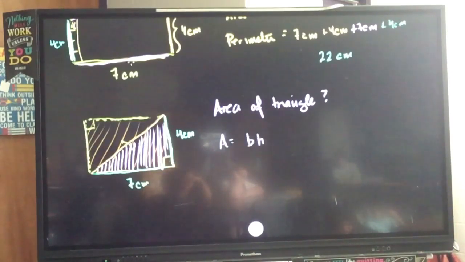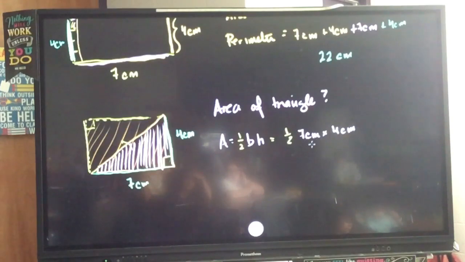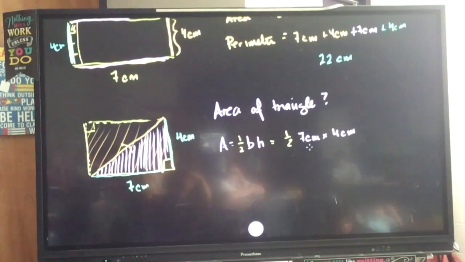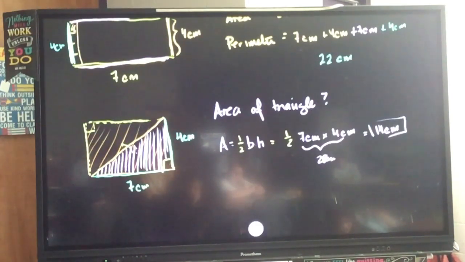Now base times height is the area of a rectangle. So in order to get the area of the triangle, you're going to multiply that times 1/2. So 1/2 base times height. In our example, it's going to be 1/2 times 7 centimeters times 4 centimeters. We already know 7 times 4 is 28 centimeters. And then we want to multiply that by 1/2. So it's going to be 14 centimeters, just like that. So the area of this triangle is exactly half of the area of that rectangle.